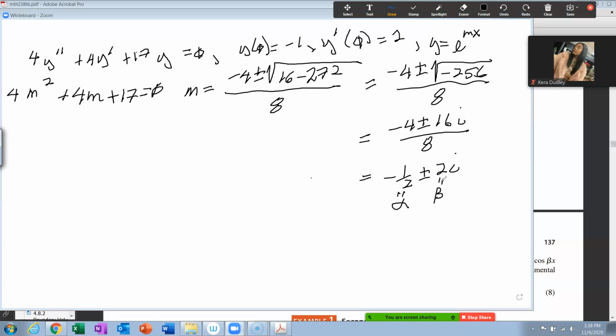Okay, so this is much, much better than what we had before. y is equal to e to the minus x over 2, there's your alpha part, times c1 cosine, the beta part is 2, x plus c2 sine 2x.